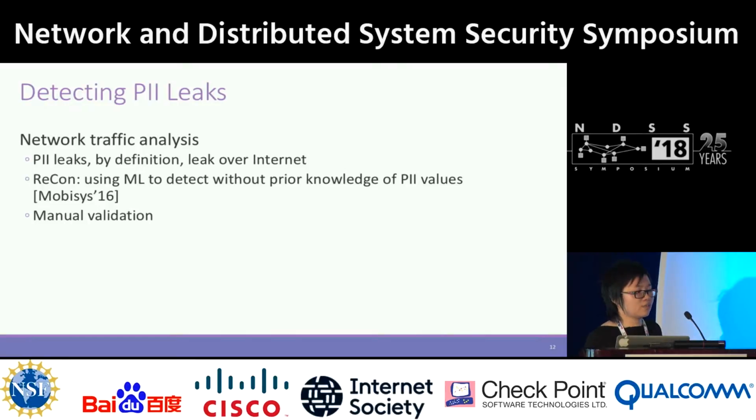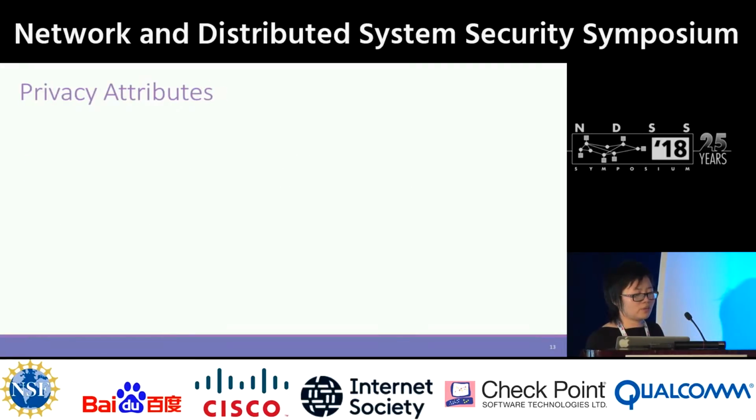And of course, there are false positives and false negatives. So we manually validate the result because it's a controlled experiment and we have ground truth information. So this gives us a basic profile of each app, their privacy leaks. Now I will talk about the information we collected.